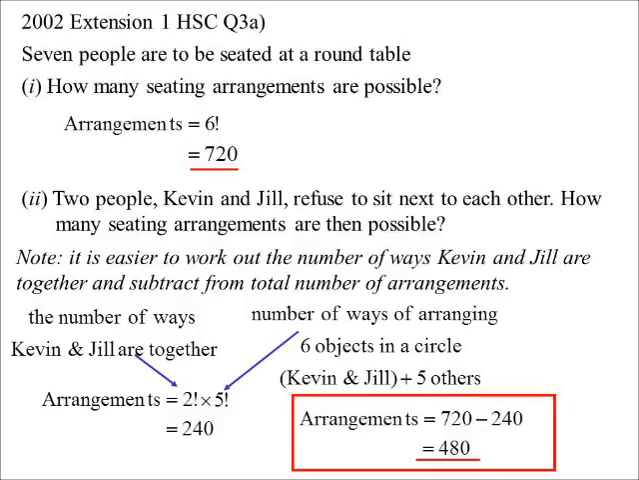But remember, our question was, how many ways are they not together? So now we subtract that from our answer in part I, and that'll give us the total number that they're not together, 480.